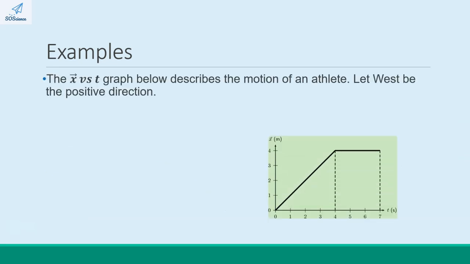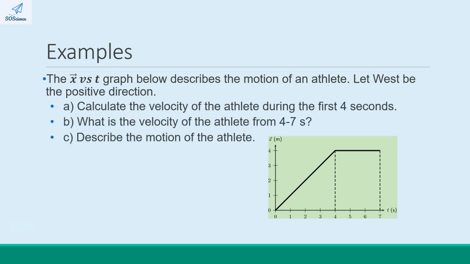Let's take a look at the next question, where we've been presented again with an xt graph that describes the motion of an athlete. Let west be the positive direction. So we know that this motion is taking place in the positive direction. And in this case, west has been defined as the positive direction. We need to calculate the velocity of the athlete in these first 4 seconds, the velocity of the athlete from 4 to 7 seconds, and to describe the motion of the athlete.